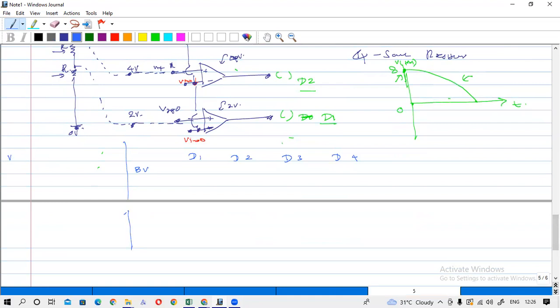So you know that if Vref is greater than V in, you have 0 at the output. If Vref is less than V in, you have 1 at the output. Okay. So tell me D1, D2, D3, and D4.